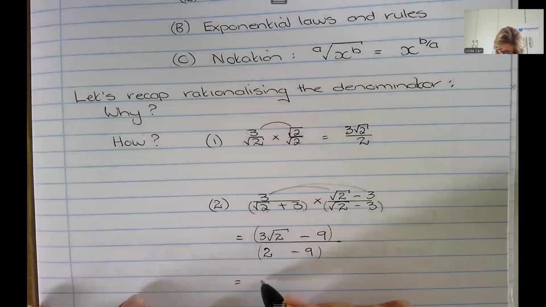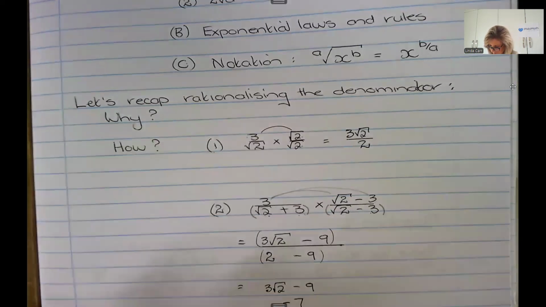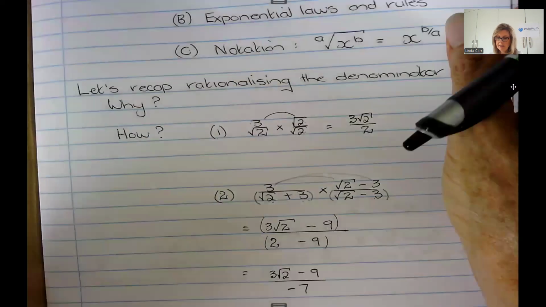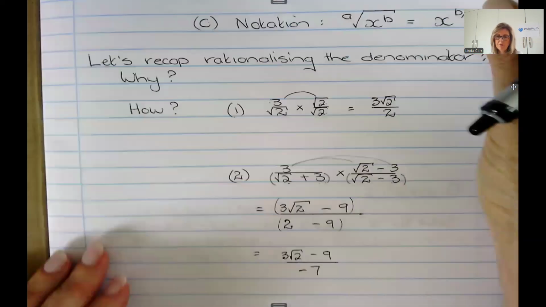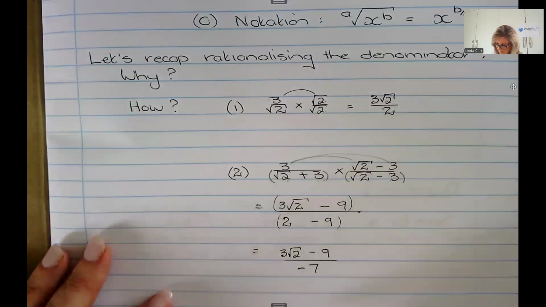So at the top, I have 3 root 2 minus 9. At the bottom, I've got minus 7. I've deliberately chosen an ugly one here. Sometimes you're lucky and they actually do simplify further. This one isn't going to simplify further.